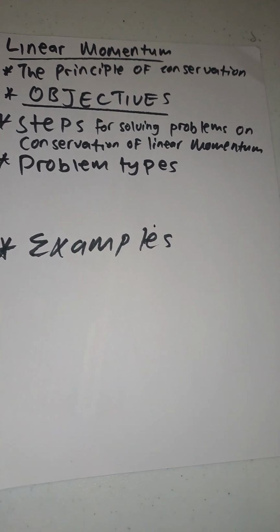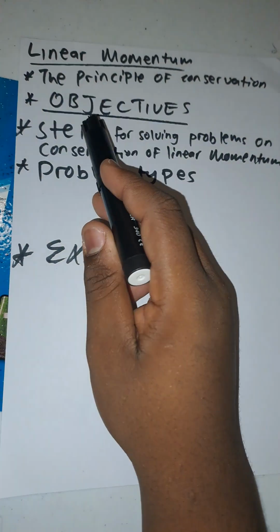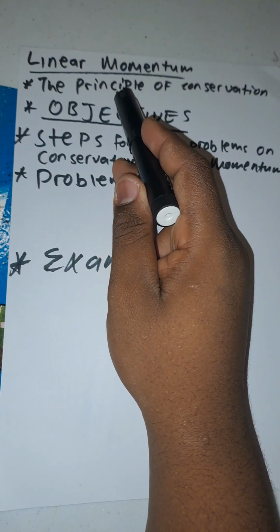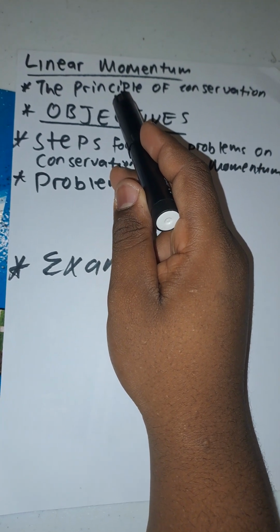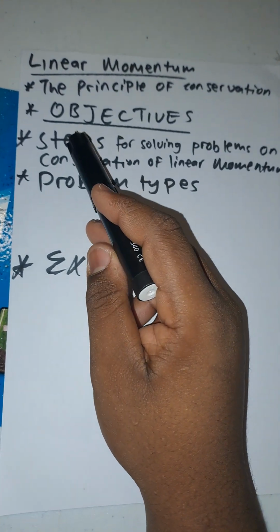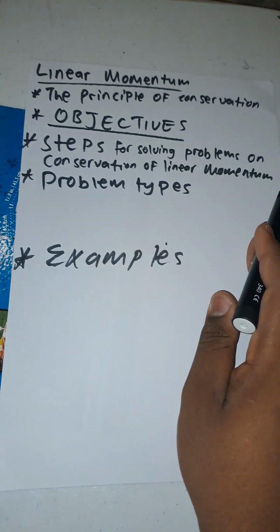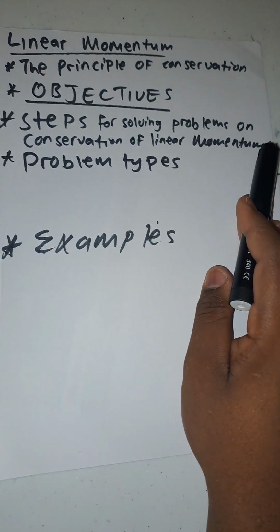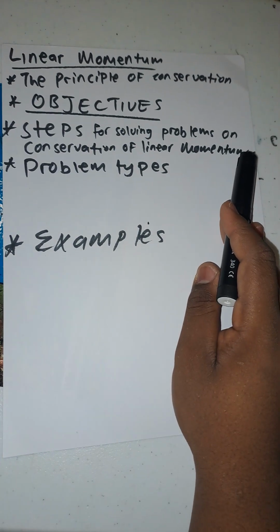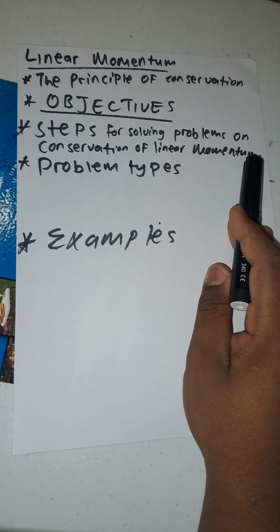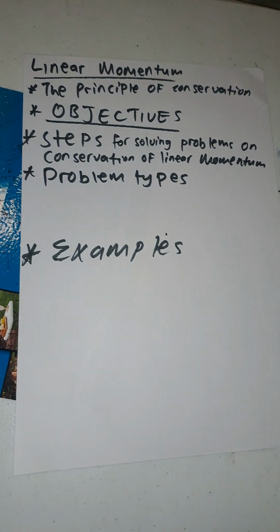Today we are going to be doing steps. The first thing is I will state the principle of conservation of linear momentum, and then we are going to do the steps for solving problems on conservation of linear momentum. I think there are 7 steps, and then we are going to be doing some problem types.